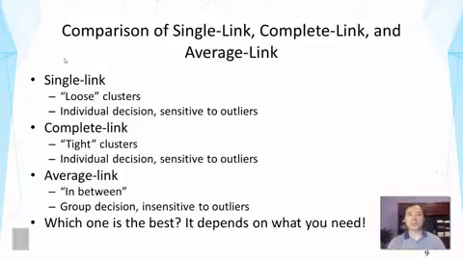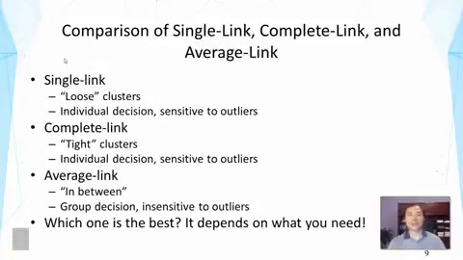The complete link is in the opposite situation, where we can expect the clusters to be tight. And it's also based on individual decisions, so it can be sensitive to outliers. Again, to continue the analogy to having a party of people, then complete link would mean when 2 groups come together, they want to ensure that even the people that are unlikely to talk to each other would be comfortable with talking to each other. So ensure the whole cluster to be coherent. The average link, of course, is in between, and it's group decision, so it's going to be insensitive to outliers.